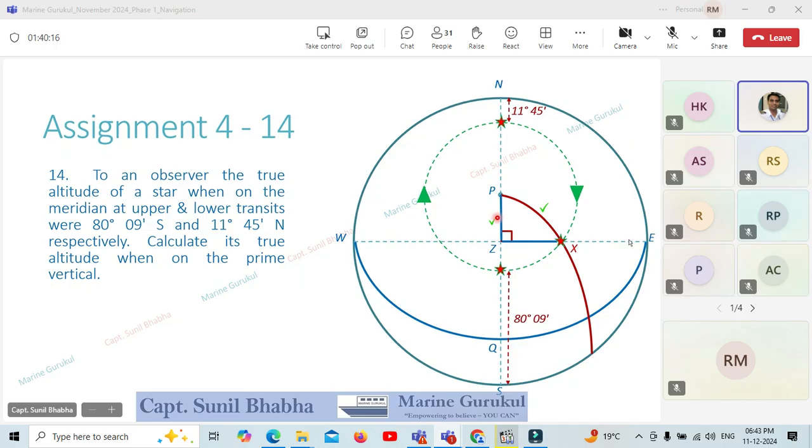So you see in this triangle PZX, the polar distance of the star is known to us. The colat, which is PZ, is also known to us. It's a special spherical triangle. So you apply Napier's rule and you find the side ZX. So ZX is nothing but the true zenith distance of the star. 90 minus ZX is going to give us the altitude EX. EX is the altitude of the star. It is 90 minus ZX and it comes out to be 60 degrees 20.4 minutes.